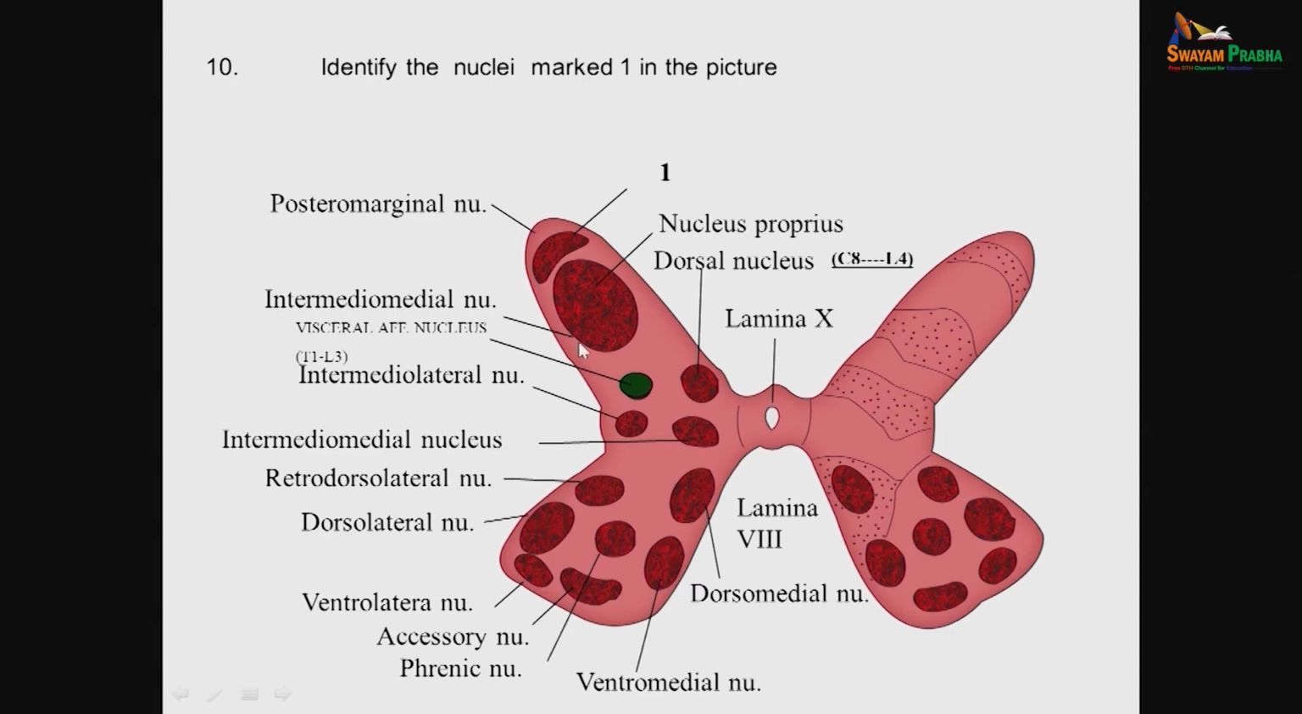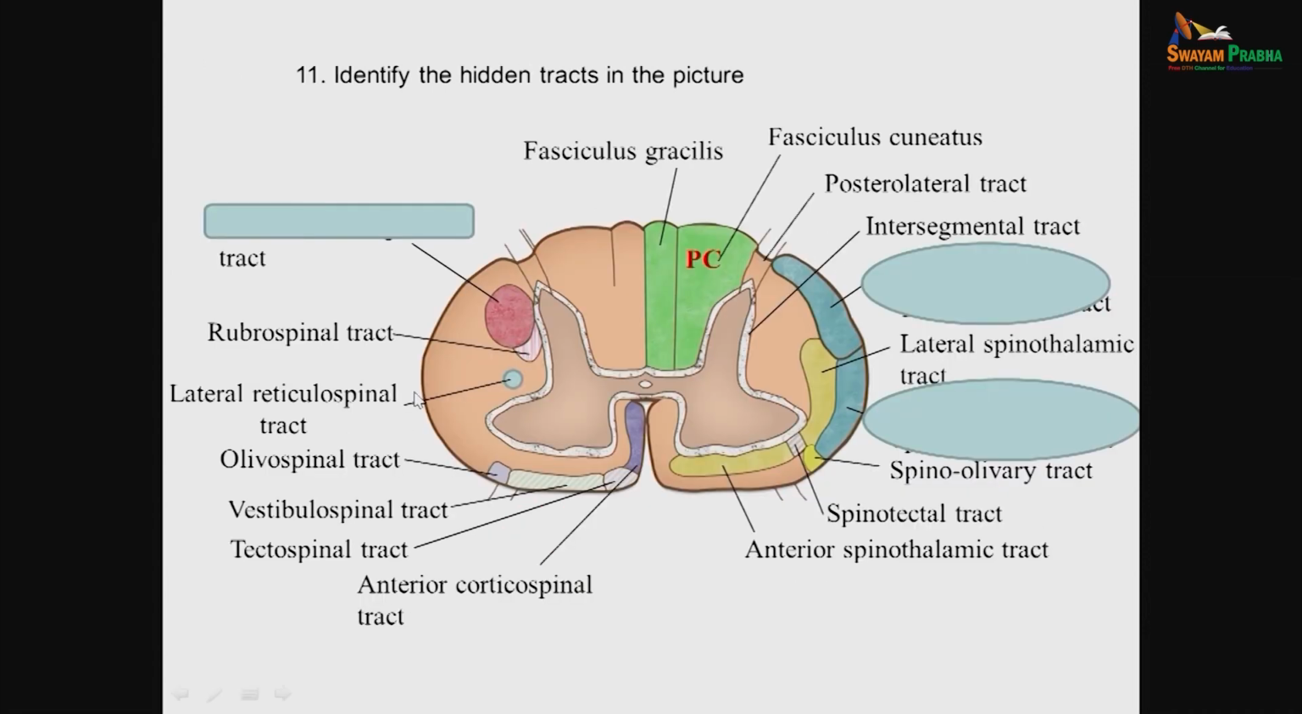In this picture, please identify the nucleus marked 1. We have talked about various nuclei in the posterior gray horn, intermediate region and anterior gray horn. So what is this 1? 1 is the substantia gelatinosa.